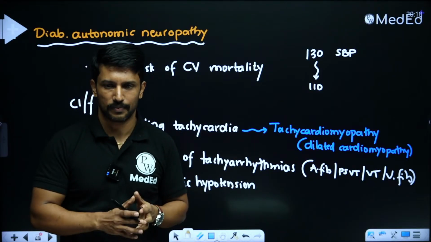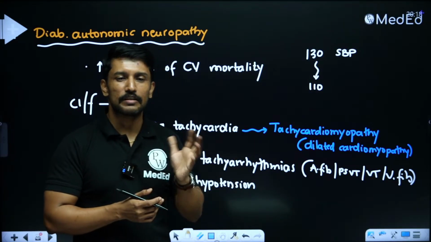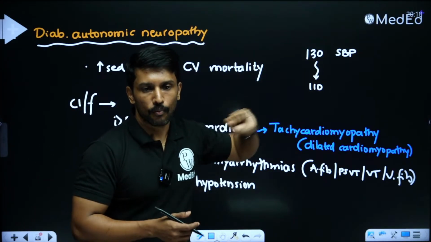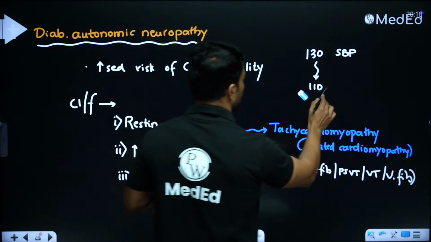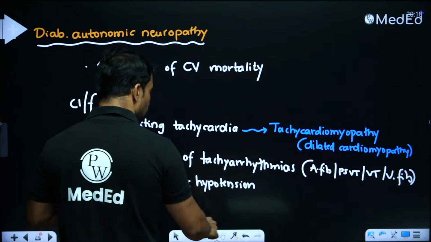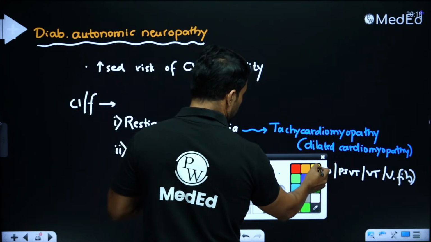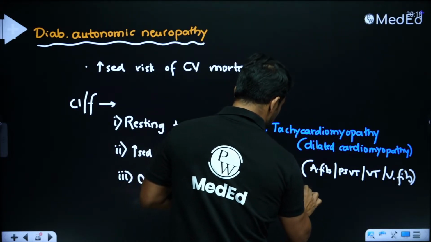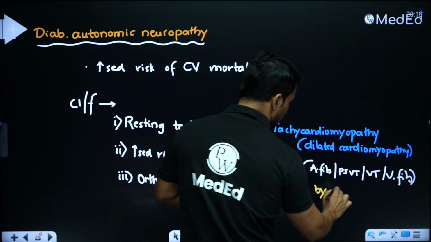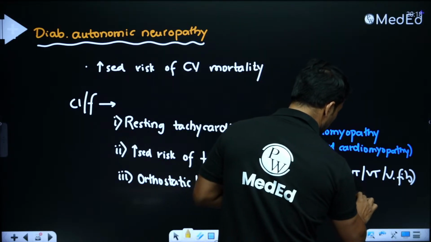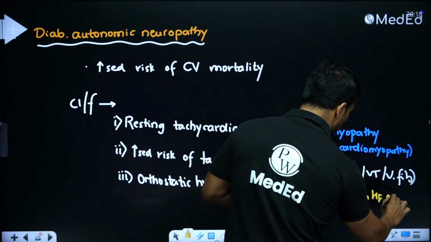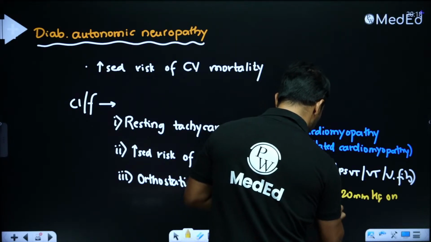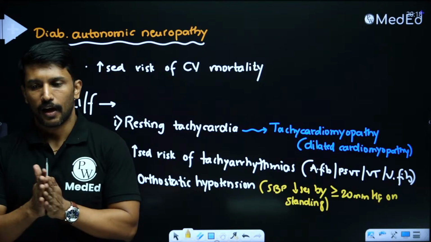That's how physiology works. But once the autonomic nervous system is dysfunctional, this counter mechanism may not work and the BP may drop even more than 20 millimeters of mercury. So when systolic BP drops by more than or equal to 20 millimeters of mercury on standing, we will call it orthostatic hypotension.